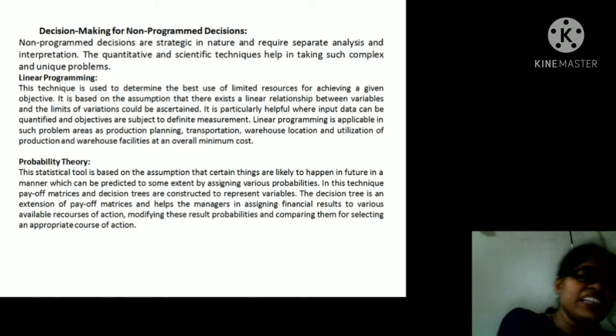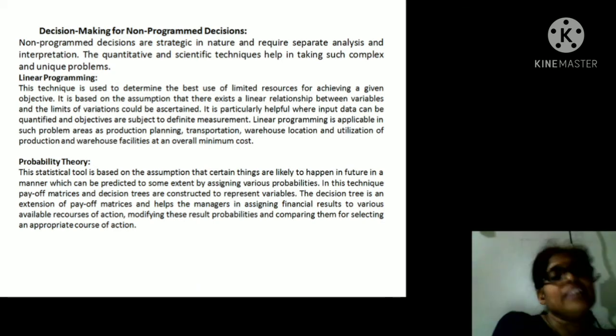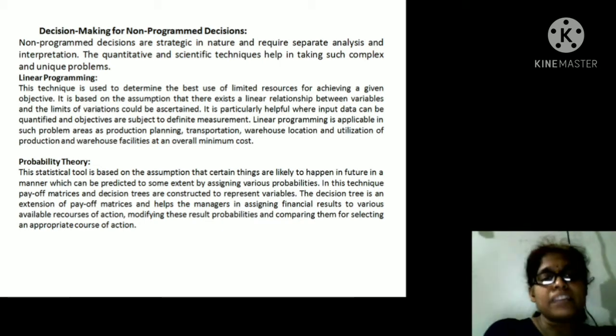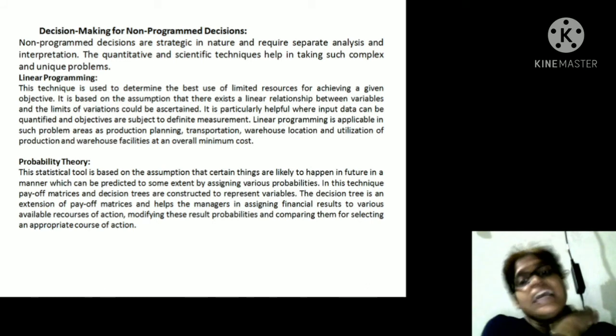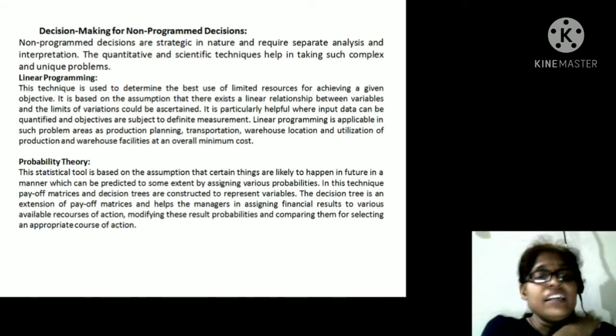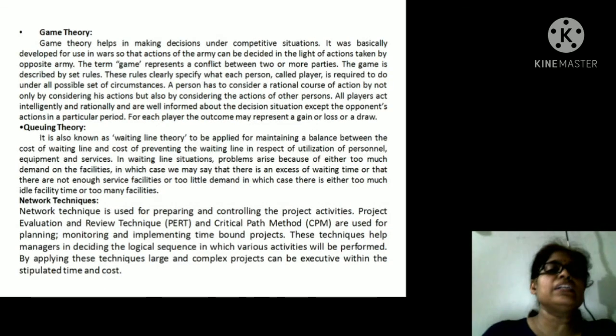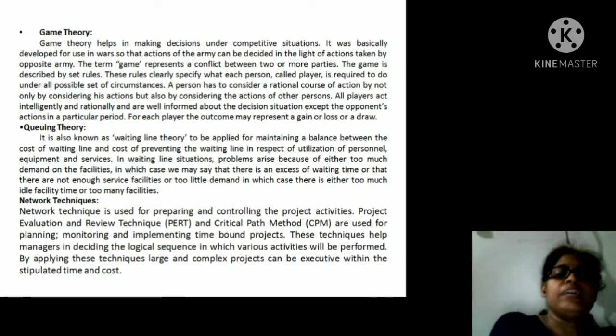Now considering that probability, they are using this probability theory, and in this technique payoff matrices and decision trees are constructed and then the decisions are taken. So it is probability theory. Now game theory. Game theory helps in making decisions under competitive situations.